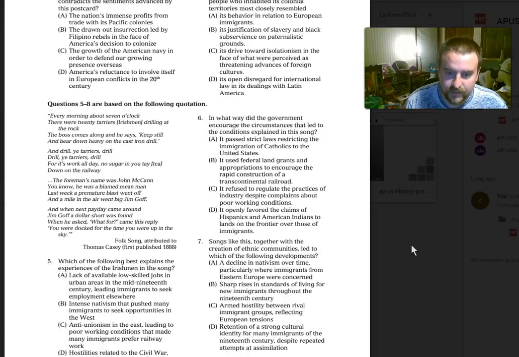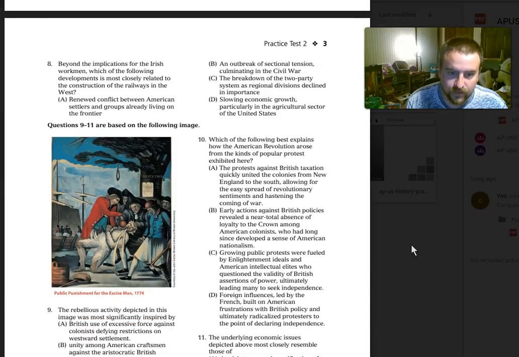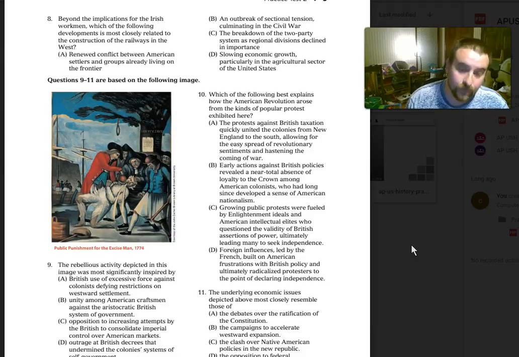So 9, let's take a look at 9. 9 dealt with this picture, and I'm pretty sure the reason why you got it wrong was it was too small. No worries on the AP test. It's going to be a full booklet. Anything they ask you is going to be clear.